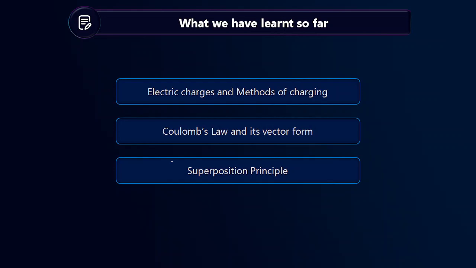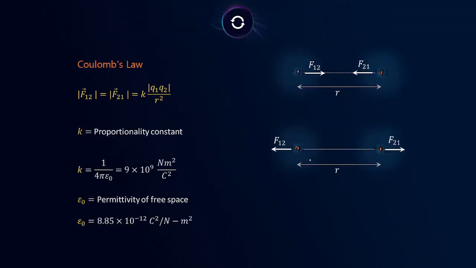What we have learned till now: electric charges, the methods of charging, Coulomb's law and its vector form, and then the superposition principle. Let us quickly recap. We had seen Coulomb's law, the force acting between two charged particles, which equals k q1 q2 by r square, where k is a constant, and its value is 9 into 10 to the power 9 units.